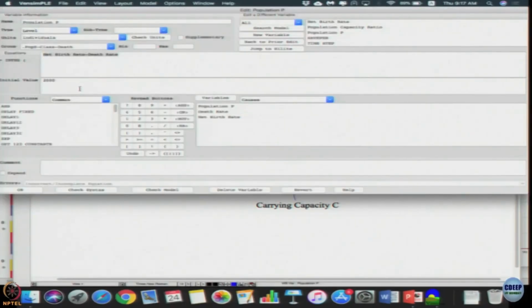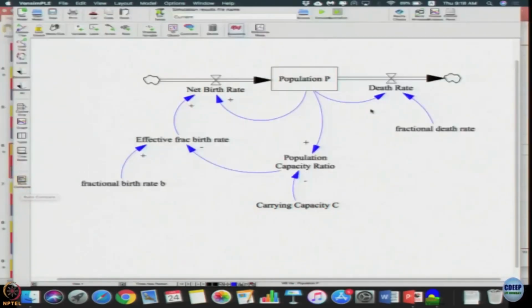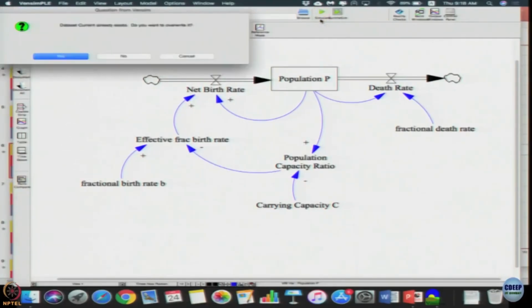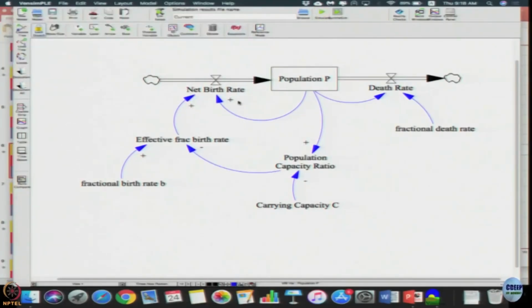In population P, once you click it, you will find the death rate is also included here. So leave it. The initial value we had was 2000, just change it back to 2. Change the initial value of population back to 2. Let's click OK. Let's click the play button. Click population. Click the causes strip.